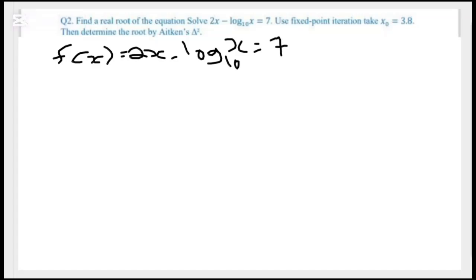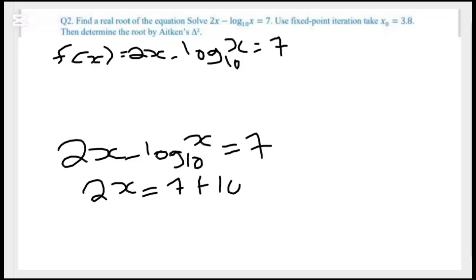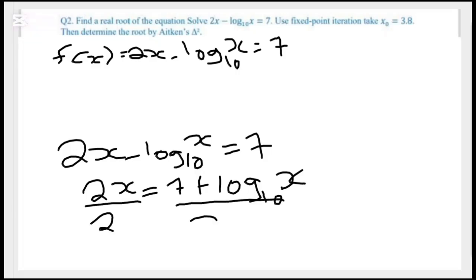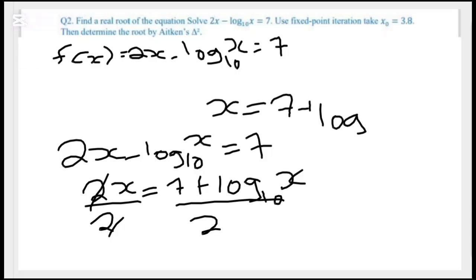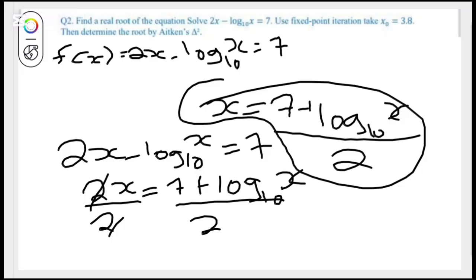So you have to take note. If I say 2x minus log of 10 of x equals 7, when this log of 10 of x crosses the equal sign, I'll have 2x equals 7 plus log of 10 of x, and then I'll divide both sides by 2. 2 will go with 2. At the end, x should now be equal to 7 plus log of 10 of x, divided by 2.